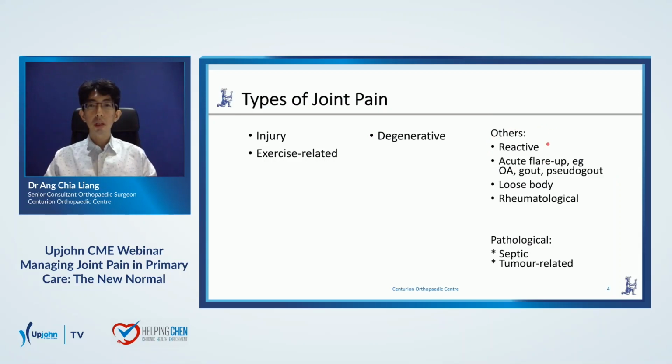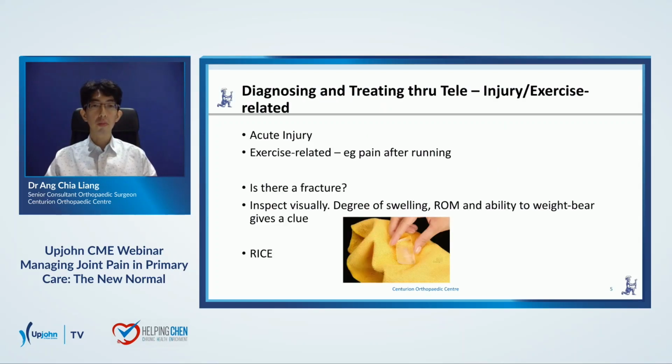So the rest includes reactive, for example, due to viral fever, acute flare-up, loose bodies, rheumatological, for example, rheumatoid arthritis. And we should never forget that there are always more pathological causes, for example, like septic and tumor-related. As orthopedic surgeons, these are probably the two most disturbing conditions that we want to make sure that they are not. Let's take a look at each of these categories.